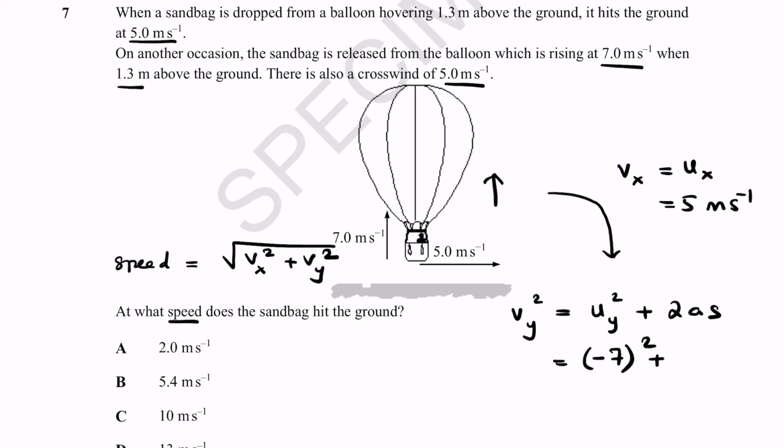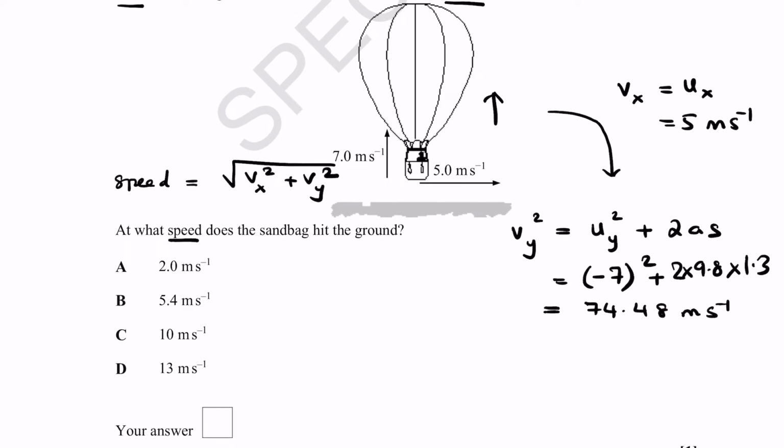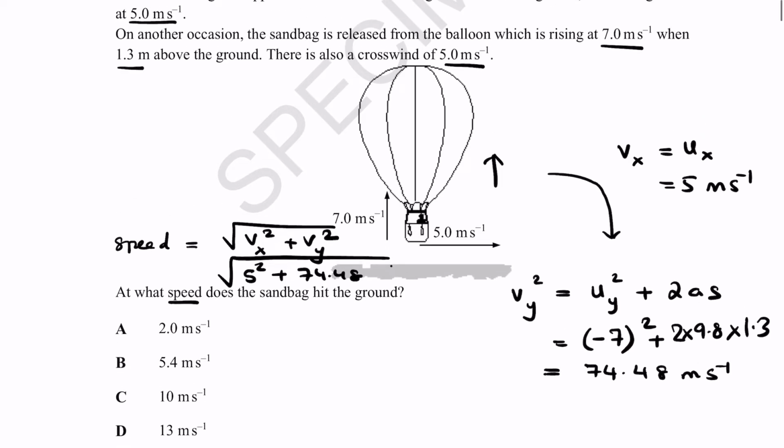Okay, so that'll be that, and then 2 times 9.8 times the height, which is 1.3 meters. I'm just going to leave it in a squared form, which is something along those lines. And now therefore the speed is just going to be 5 squared plus 74.48 square rooted, which gives me C as the answer. So that's question number 7 done.